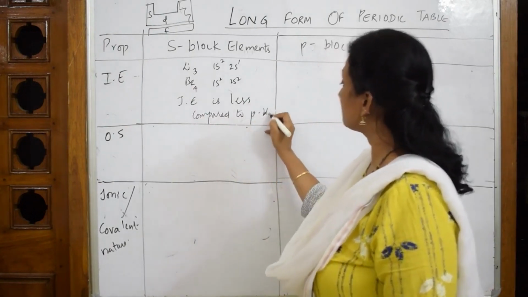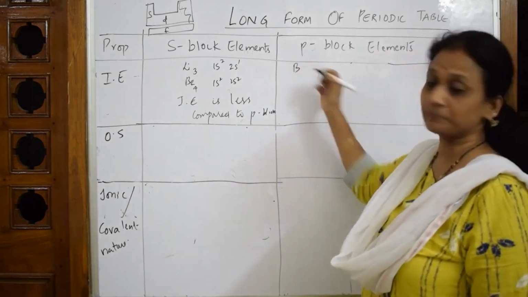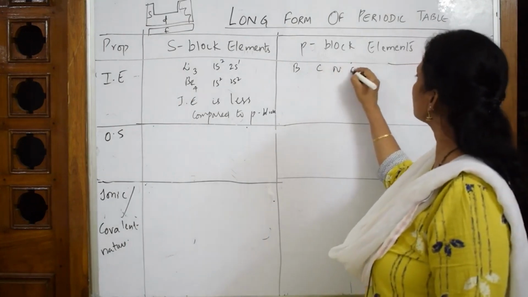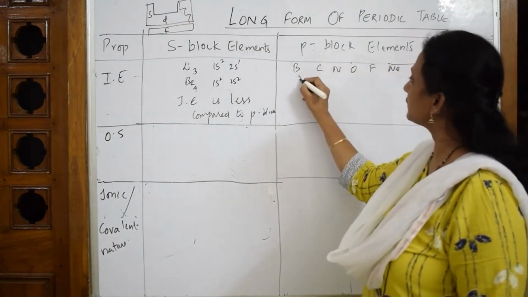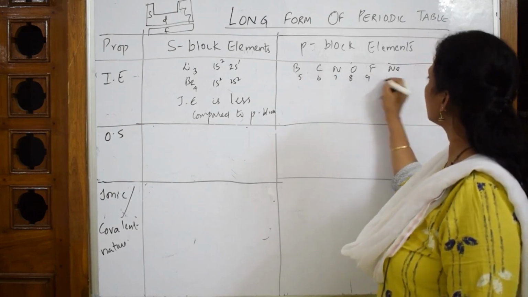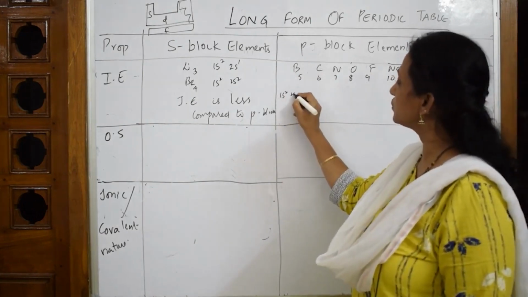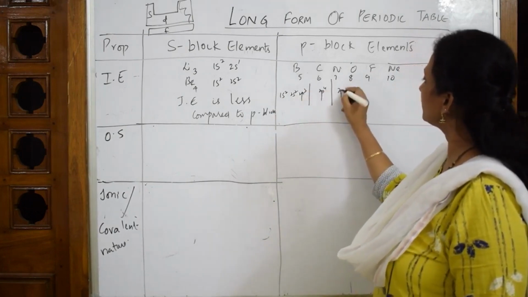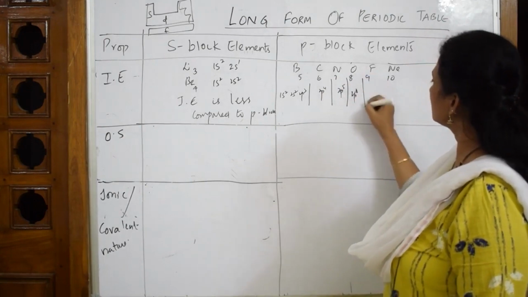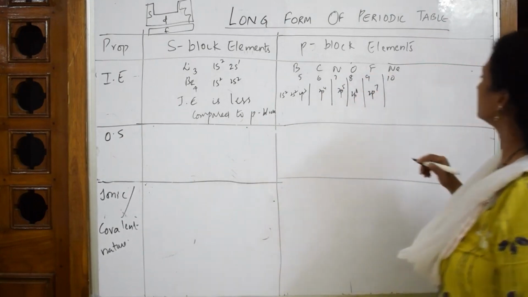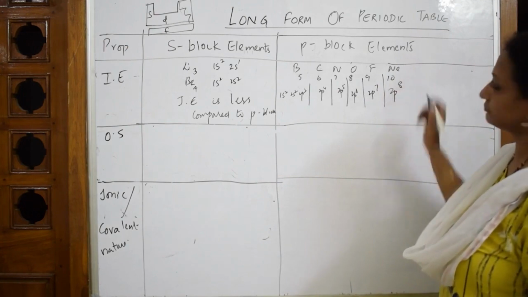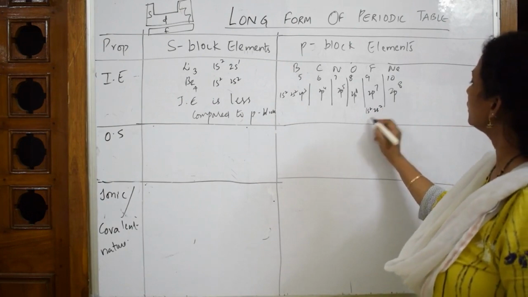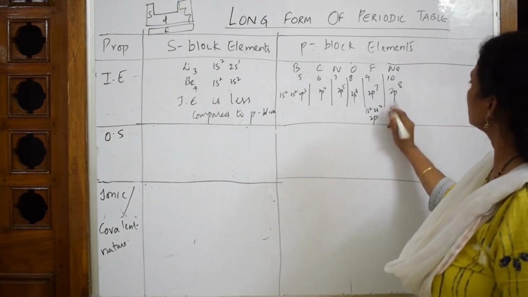Now, why am I saying compared to P block? Just see what happens in P block. In P block, we are taking boron, carbon, nitrogen, oxygen, fluorine, neon, with atomic numbers 5, 6, 7, 8, 9, 10. As we have written 1s2 2s2, then 2p3, here 2p4, here 2p5, here 2p6, here 2p7, here 2p8, isn't it? Right. So did we write something wrong? This is wrong, isn't it?